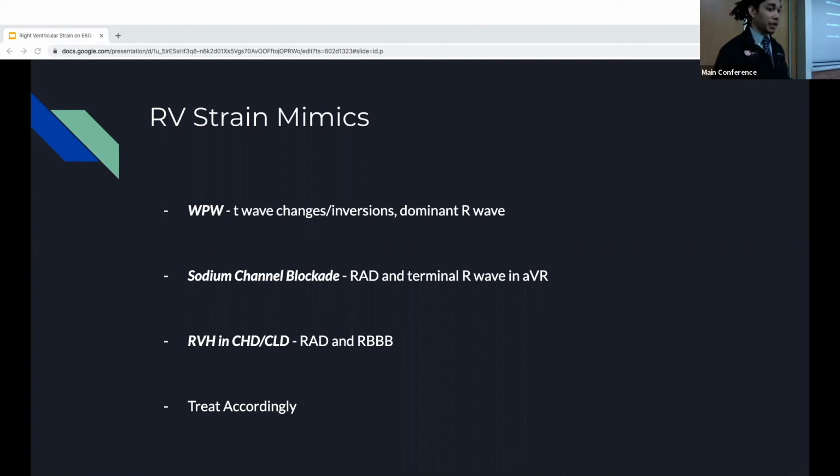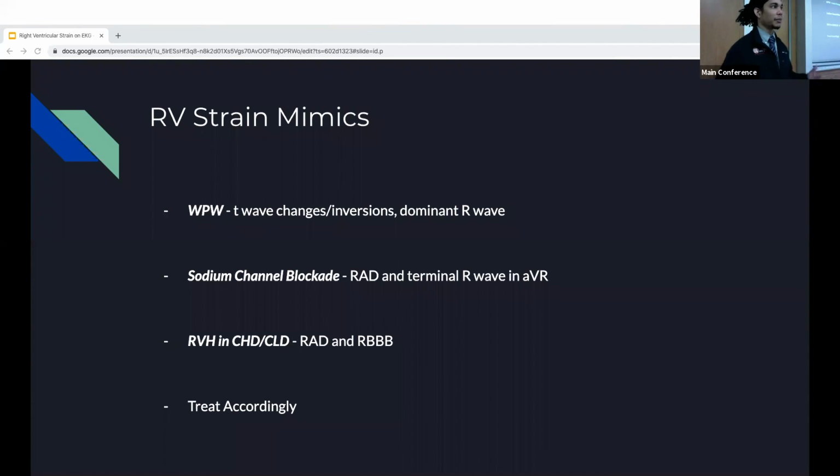So WPW often has T wave inversions and changes in those inferior leads. They can also often have a dominant R wave, but make sure you look for that delta wave or short PR interval to differentiate it from RV strain. TCA overdose or sodium channel blockade can give you some of the same findings with right axis deviation and strange waveforms in AVR. Some of your chronic findings can also give you a right axis deviation and right bundle.